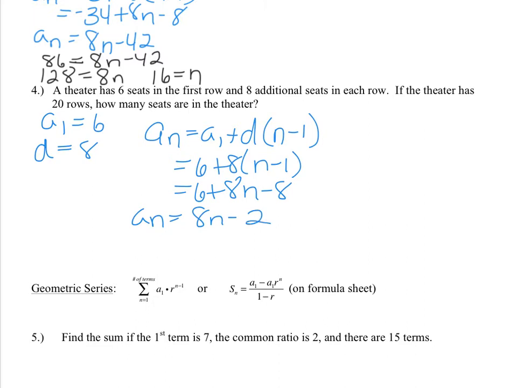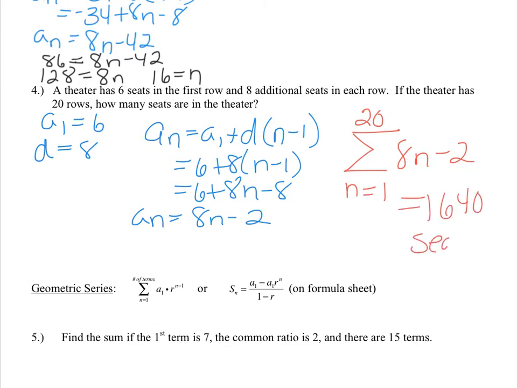They want the sum. How many seats are all together there? That's adding them all up. So it's a summation of n starting at 1. They said they have 20 rows, so that would be my last term. 8n minus 2 is my formula. Put it in the calculator. All right, hopefully you ended up with 1,640 seats. That's how many seats are all together.